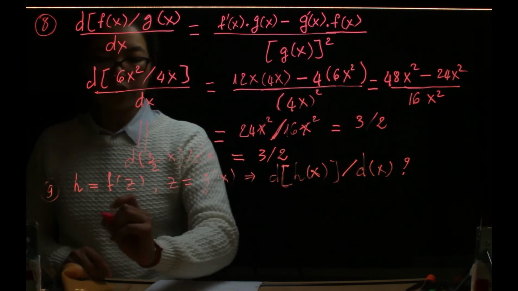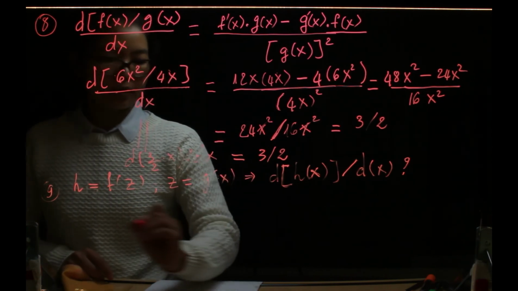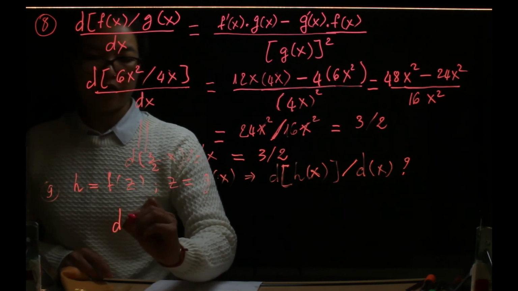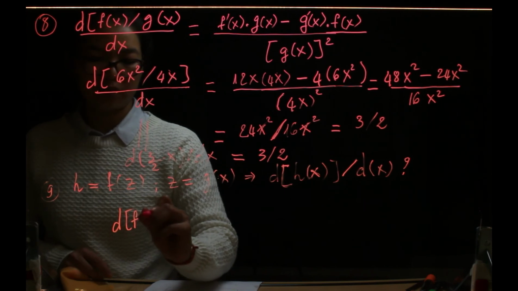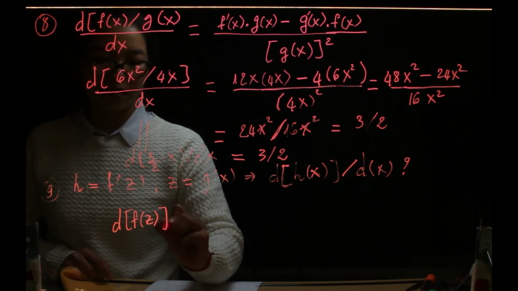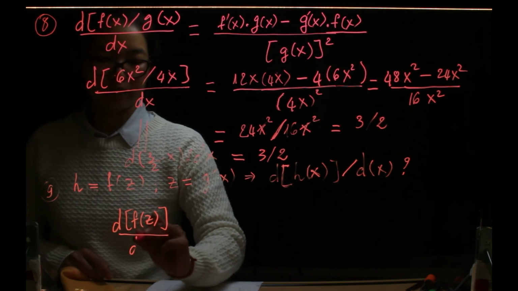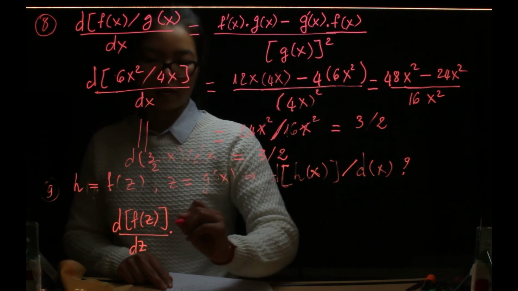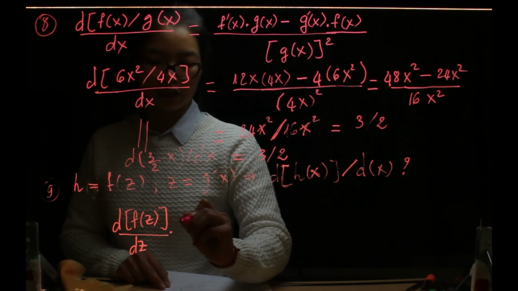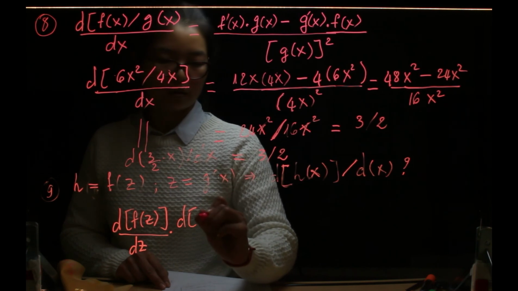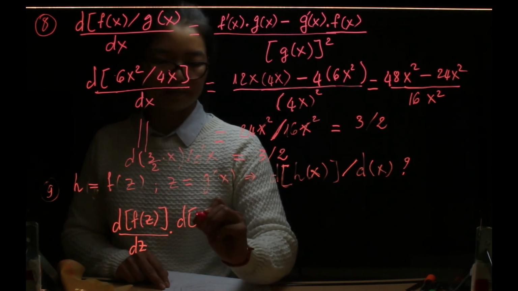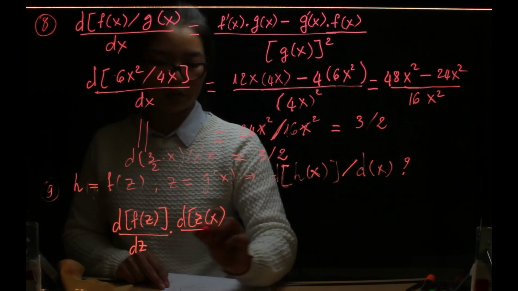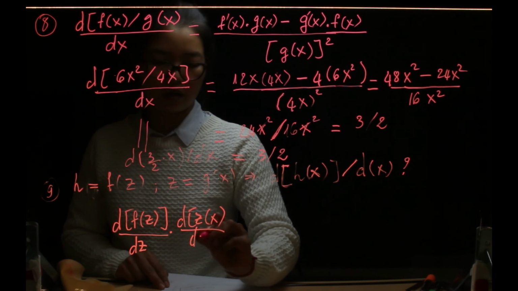So that means first we take the derivative of f(z), but with respect to z. And then times the derivative of z(x) with respect to x.